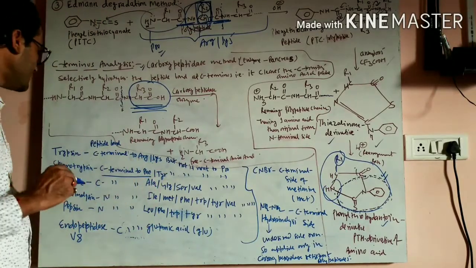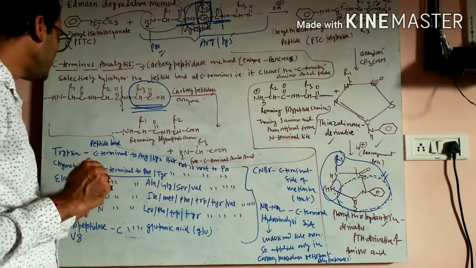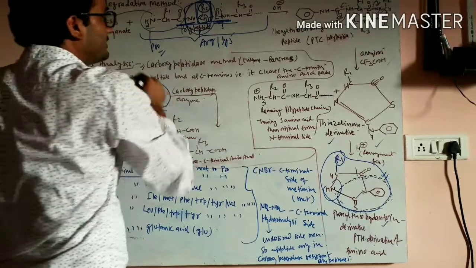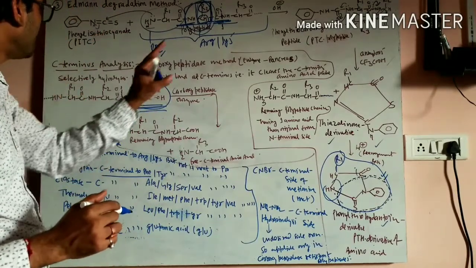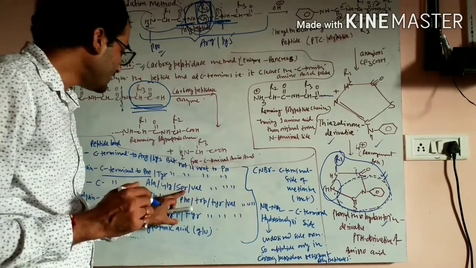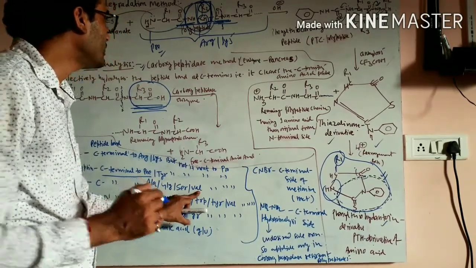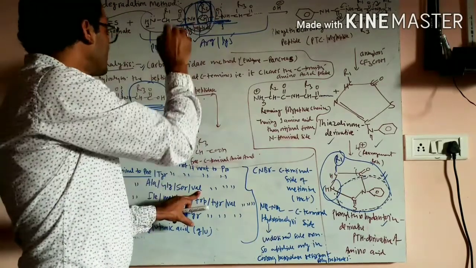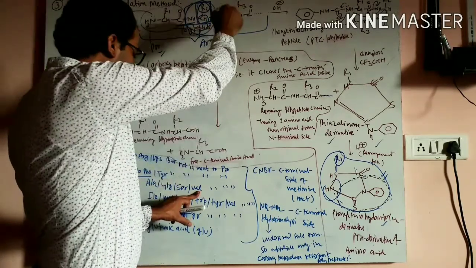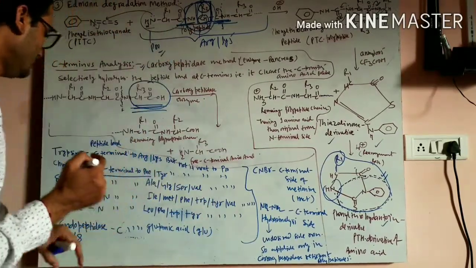Next enzyme is elastase, E-L-A-S-T-A-S-E. What does elastase do? It will again cleave the peptide bonds from the C-terminal side. Suppose this is the amino acid, this is the C-terminal side, this is the N-terminal side. It will cleave the peptide bond from the C-terminal side of alanine, glycine, serine and valine. If this molecule is either alanine or glycine or serine or valine, then it is cleaved by elastase from the C-terminal side, but not if next to proline. If it is proline, then this is not going to happen.